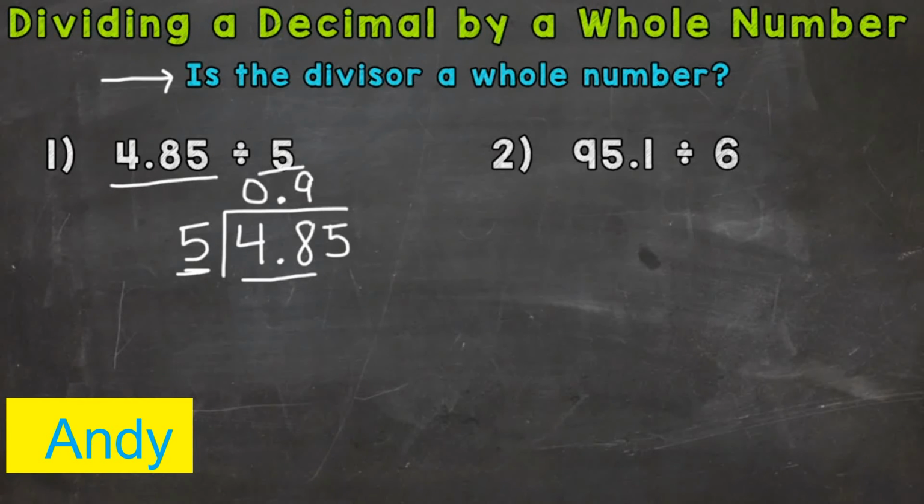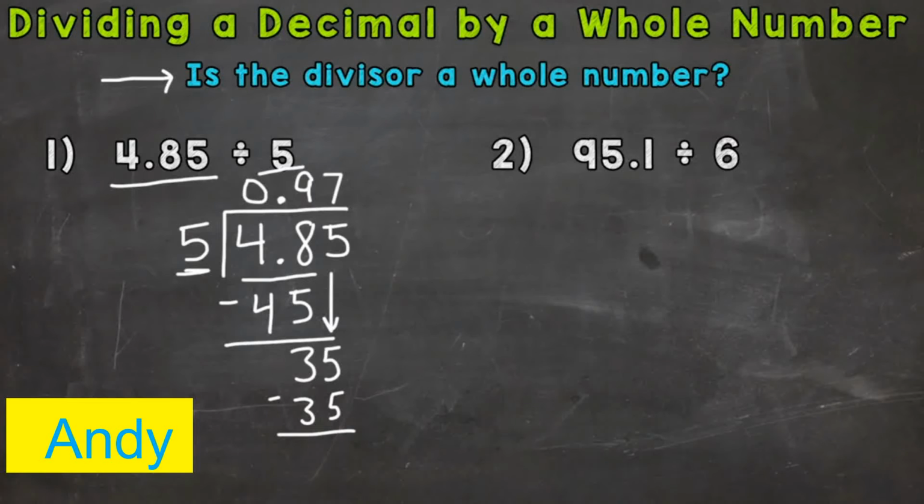Now we multiply. 9 times 5, 45. Subtract, we get 3. Bring down, and we have 35 divided by 5. So how many whole groups of 5 out of 35? Well, 7. And we hit 35 exactly. So 7 times 5, 35. Subtract, and we get 0. So our answer is 97 hundredths.